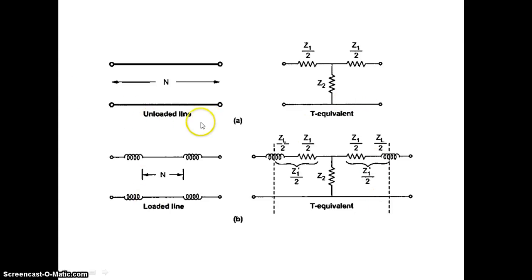This is an unloaded line, and this is the T equivalent of that circuit. That is, Z1 by 2 is a T network with series impedance Z1 by 2, and in the shunt is Z2. Considering this loaded line, we have inductance coils, and the spacing between the coils is n. Coming to the T equivalent circuit of this, in addition to Z1 by 2, Z1 by 2, we have the coil impedances ZL by 2, and in the shunt we have Z2. The equivalent of Z1 by 2 and ZL by 2 is Z1 dash by 2. So this is the T equivalent of a loaded line.